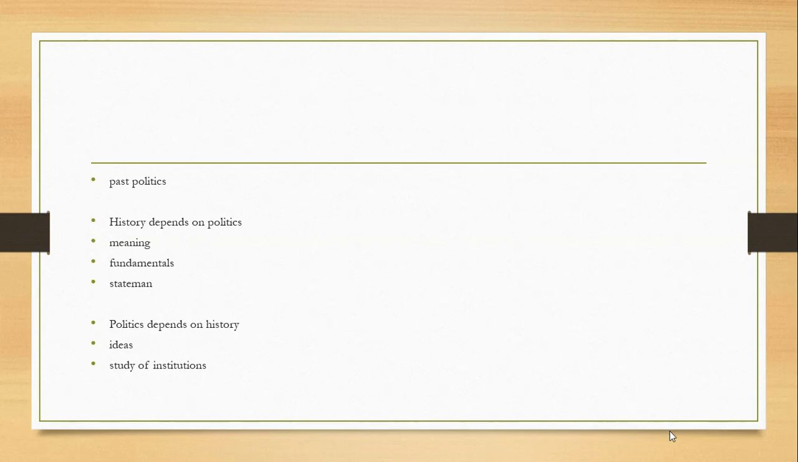The second point is, even now if you look into institutions, if you want to make changes in institutions, in rules and laws, you should know their fundamentals. You should know their origin. You should know the history of institutions. That is how politics has a dependency on history.